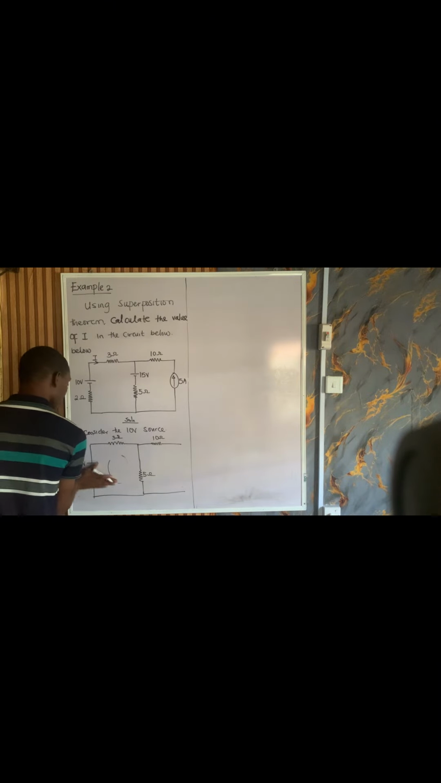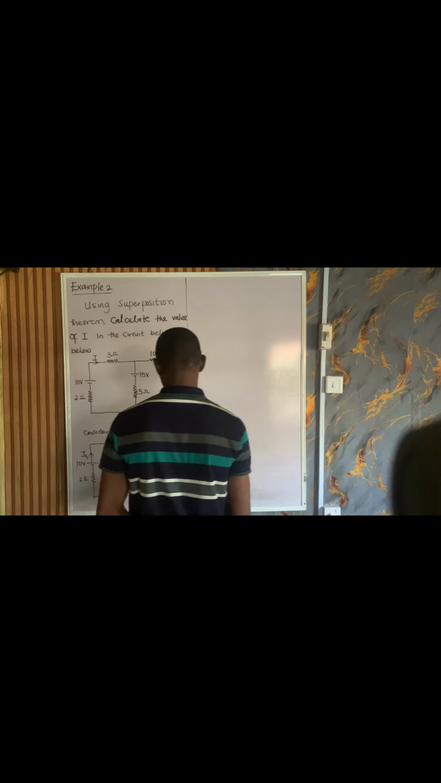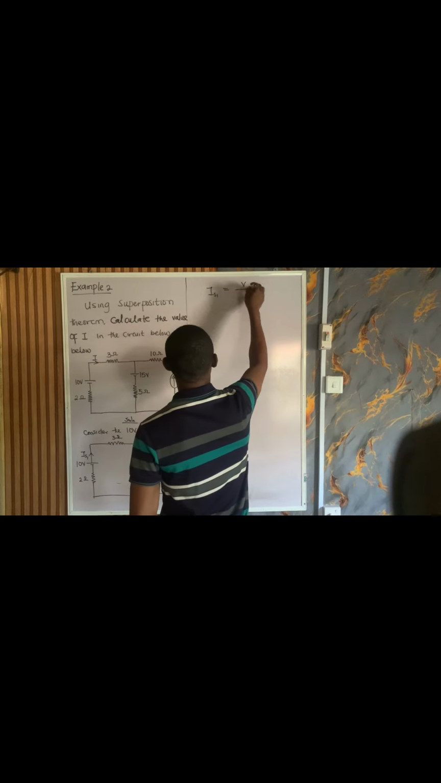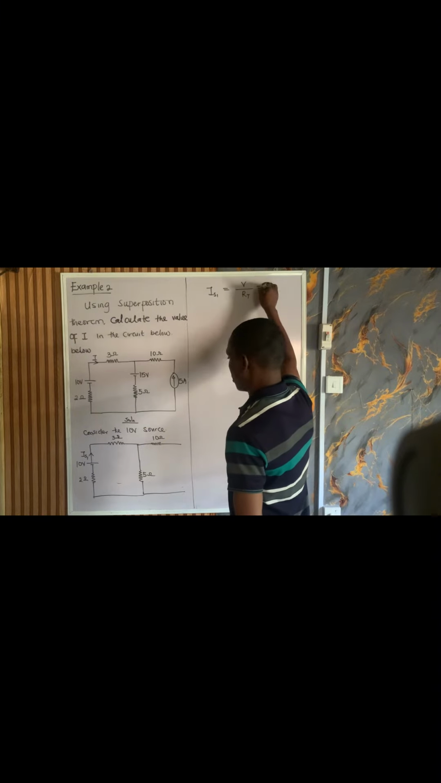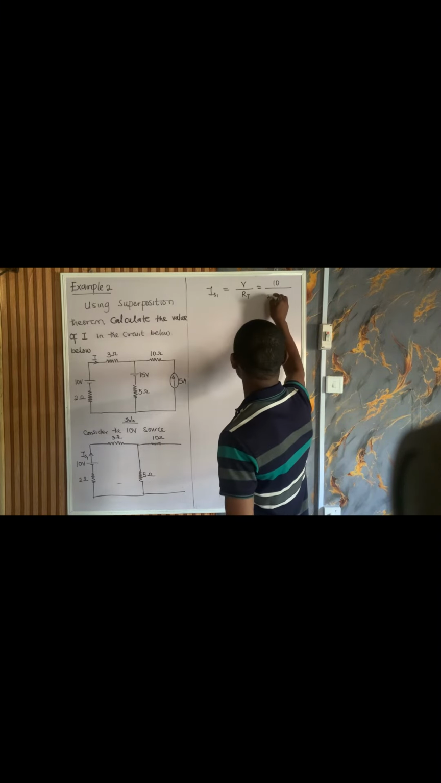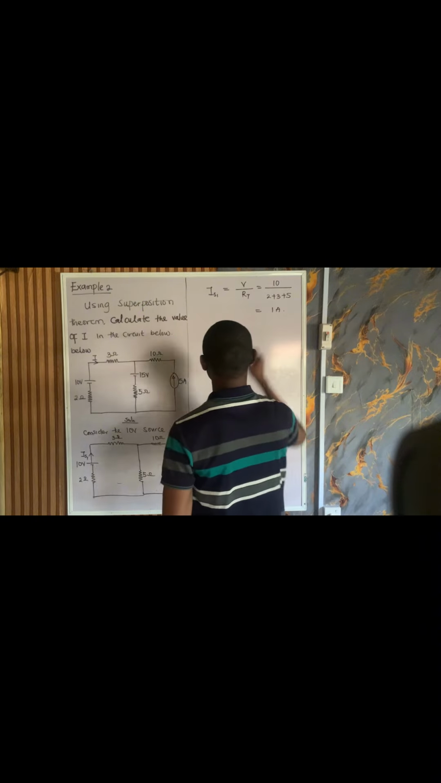Just a series circuit. And the current we get from this cell, let's call it I source 1. Since it's a series circuit, I source 1 is simply going to be V over the total resistance in that circuit. That will simply be 10 all over the total resistance here, which is 2 plus 3 plus 5. And this will give us 1 ampere.